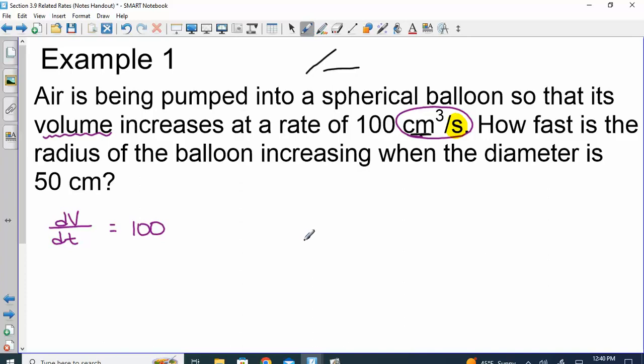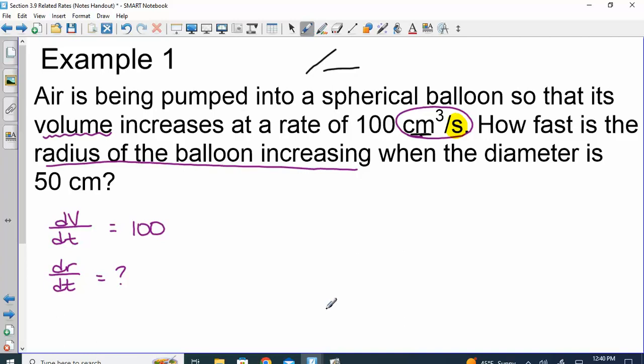All right. What else do we have? My question is, how fast is the radius increasing? So I'm not asking what the radius is, I'm asking how the radius is changing. So if I'm talking about a rate of change, that's a derivative. So I am asking you to find dr/dt. How is the radius changing?